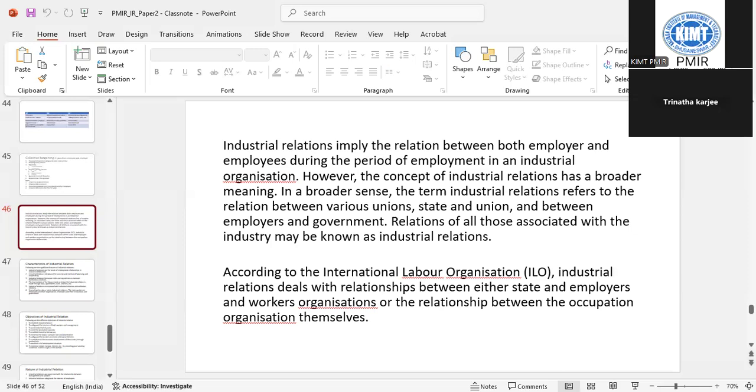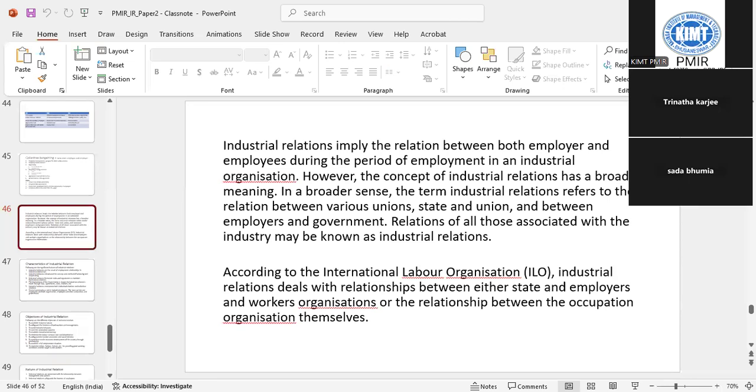According to the International Labour Organization, industrial relationship deals with the relationship between either state or employer and workers' organizations, or the relationship between the occupational organizations themselves. So that is the definition of the ILO, International Labour Organization. ILO has defined industrial relationship in such a way.